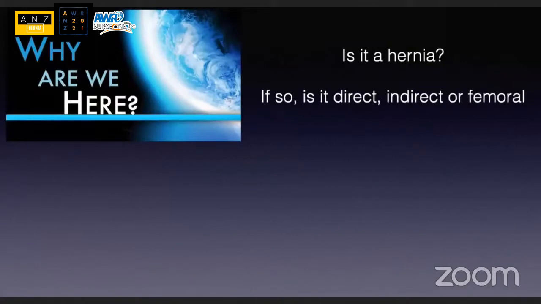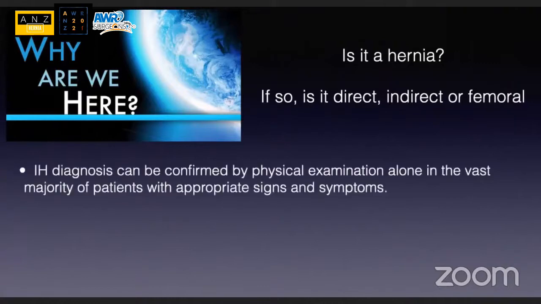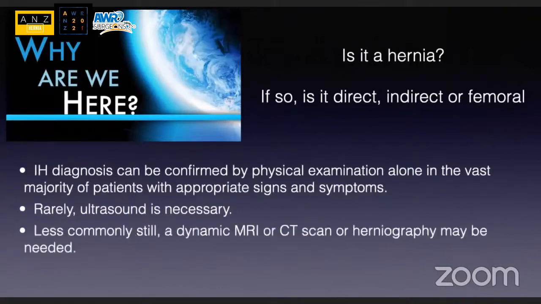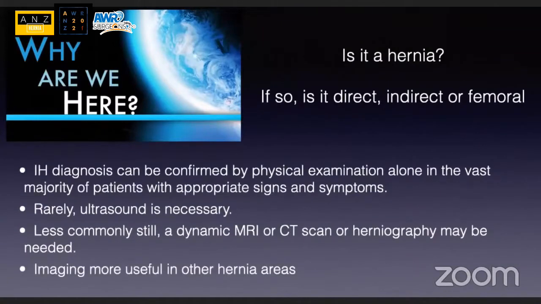I would like to address two questions in this presentation. The first is, is there a hernia, and if so, is it a direct, indirect, or femoral hernia? The reason why we question ourselves is that inguinal hernia diagnosis can be confirmed by physical examination alone in the vast majority of patients. Rarely you would use an ultrasound, or less commonly still a dynamic MRI or CT scan or even a herniography to make a diagnosis. Of course, imaging is more useful in other hernia areas.